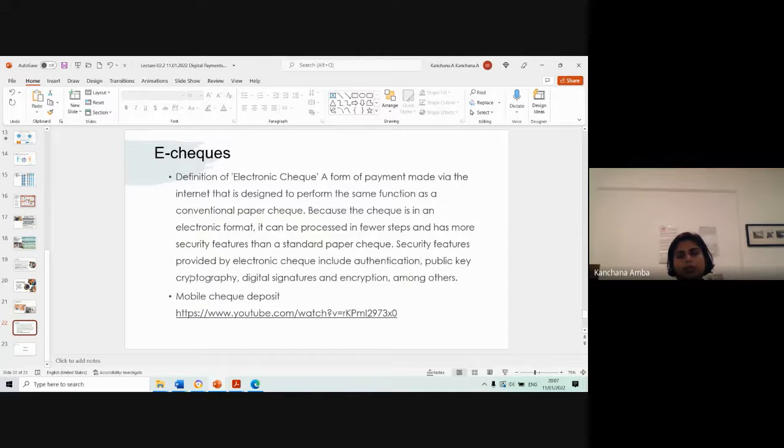This is a move from the conventional paper check to see how we can use it in an electronic format. Because the check has some interesting features, right? Like it can be endorsed, and it is almost cash, right? Because of this, checks are very useful.